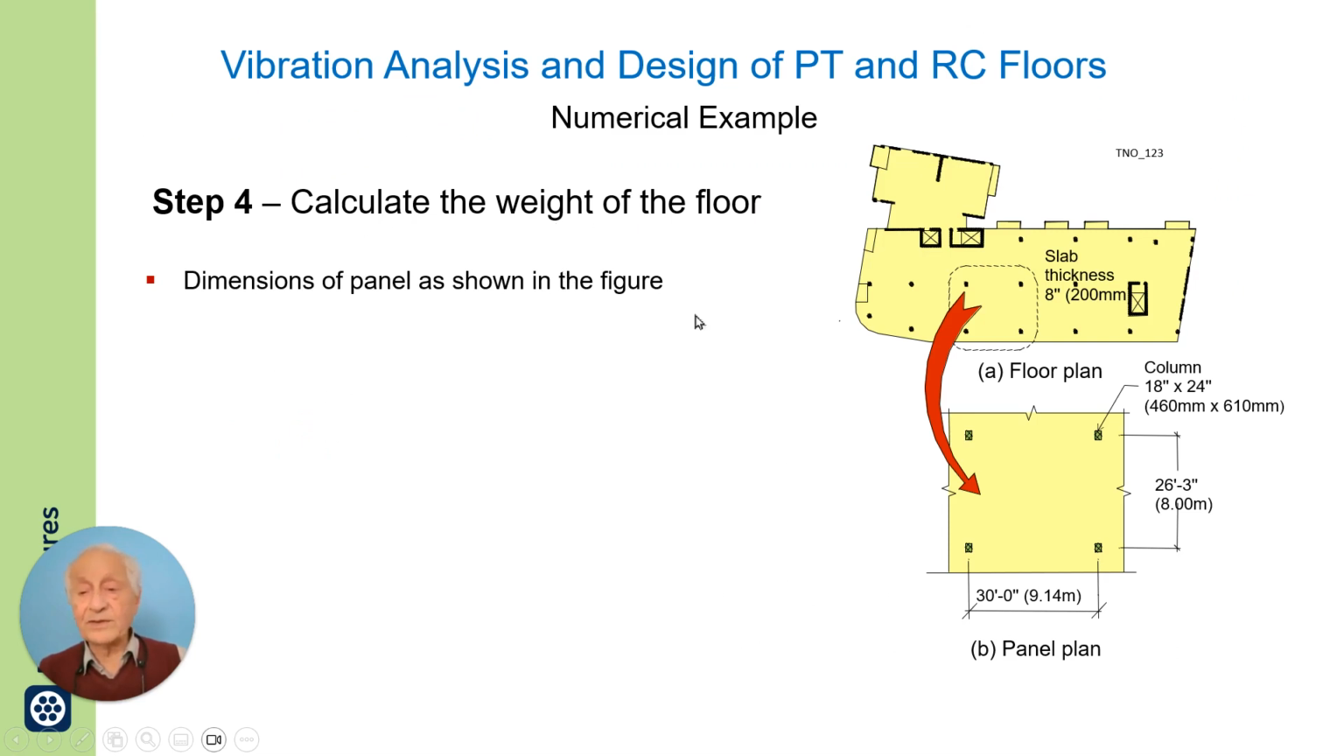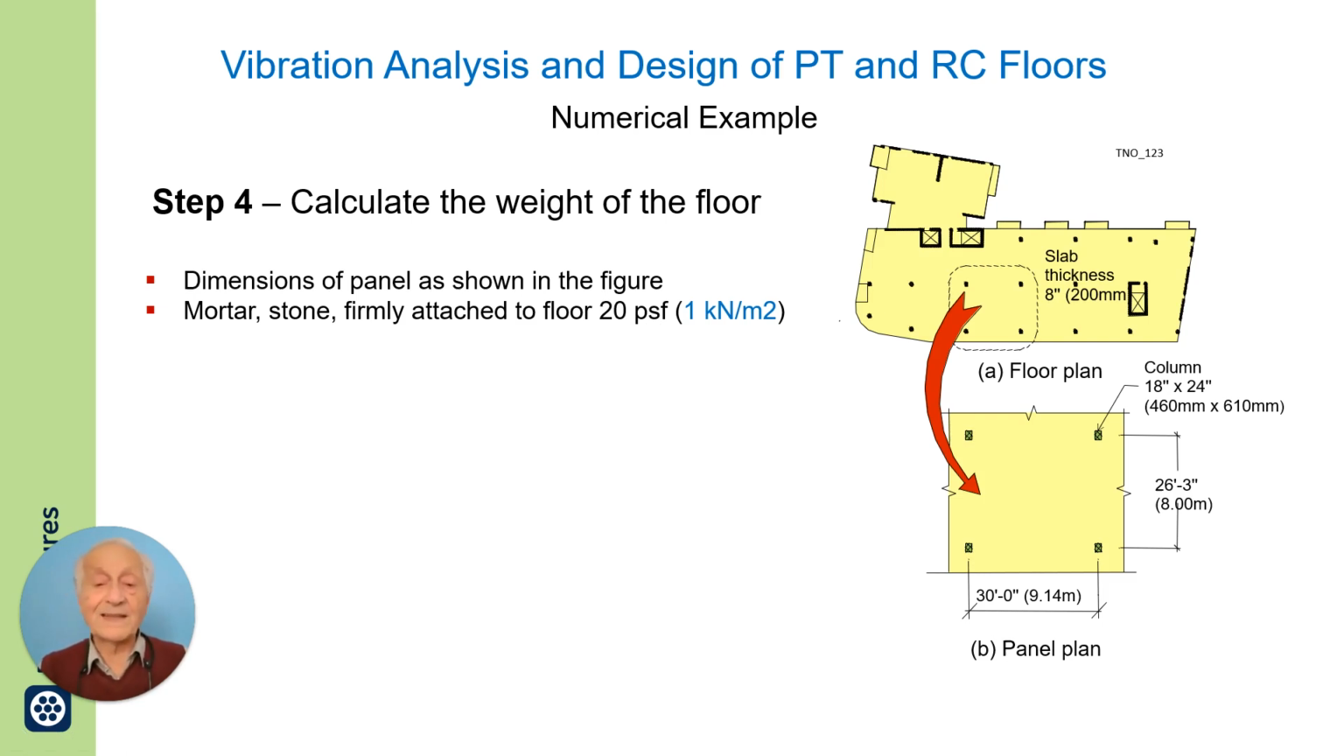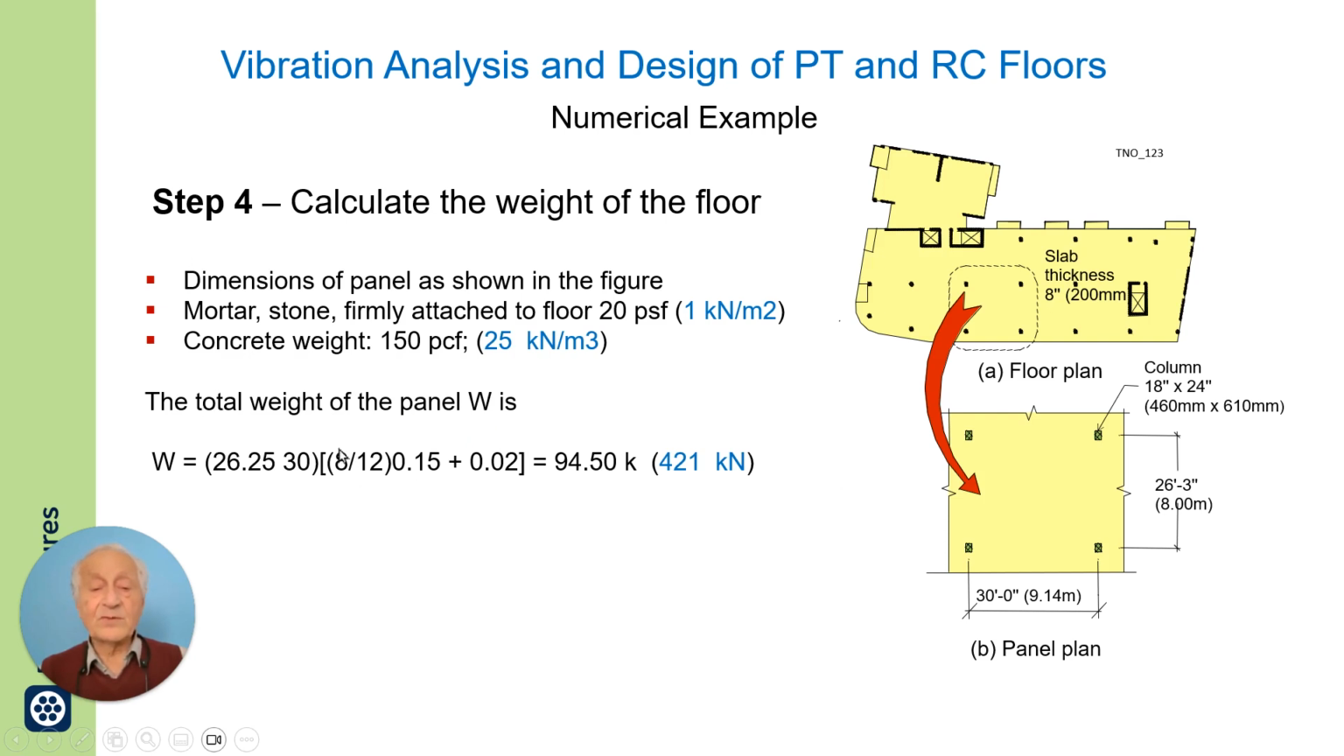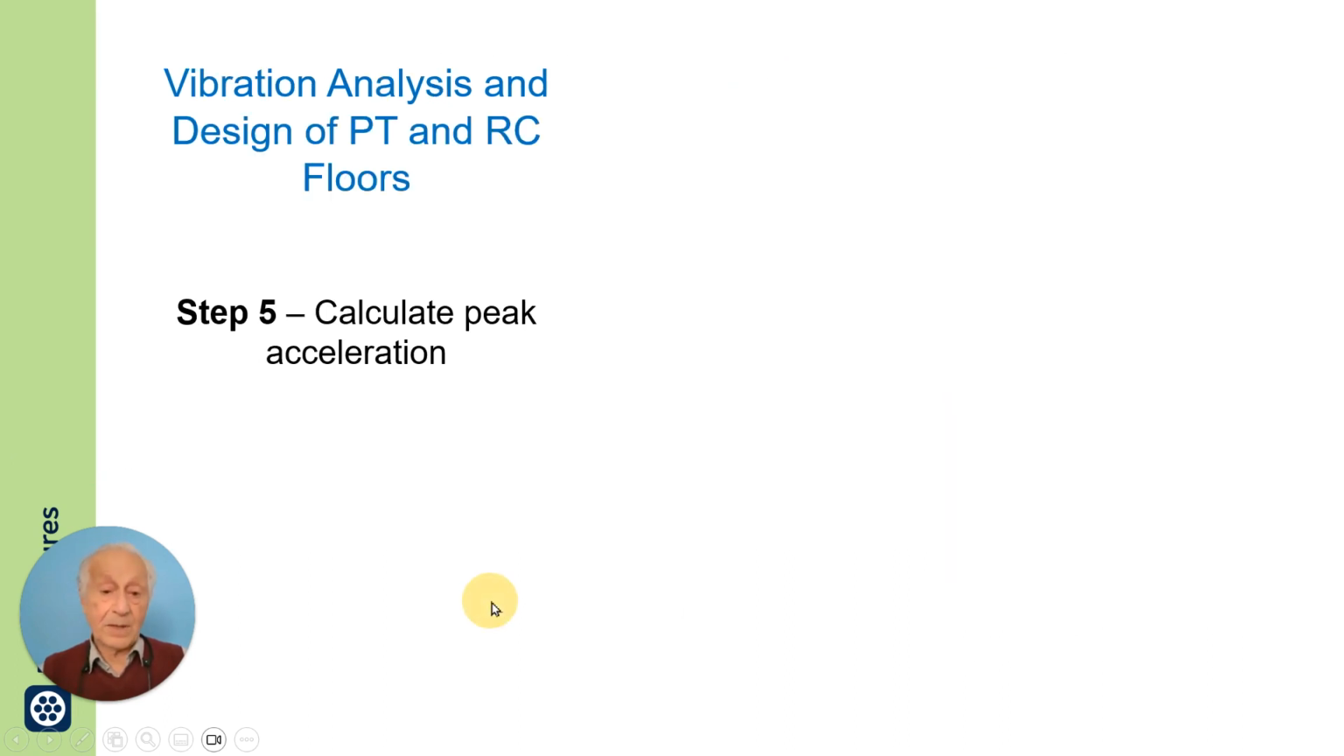Then I have to calculate the weight of the floor, the weight of this panel. For the weight of the panel, I assume 20 pounds per square foot as partitions that are attached to the floor, and go up and down, or cover of the floor that goes up and down. So concrete weight is this. I have the slab thickness, which is 8-inch, and this is the superimposed load. I have the dimensions of the floor, so that should be 26 multiplied by 26.3. So the weight is this.